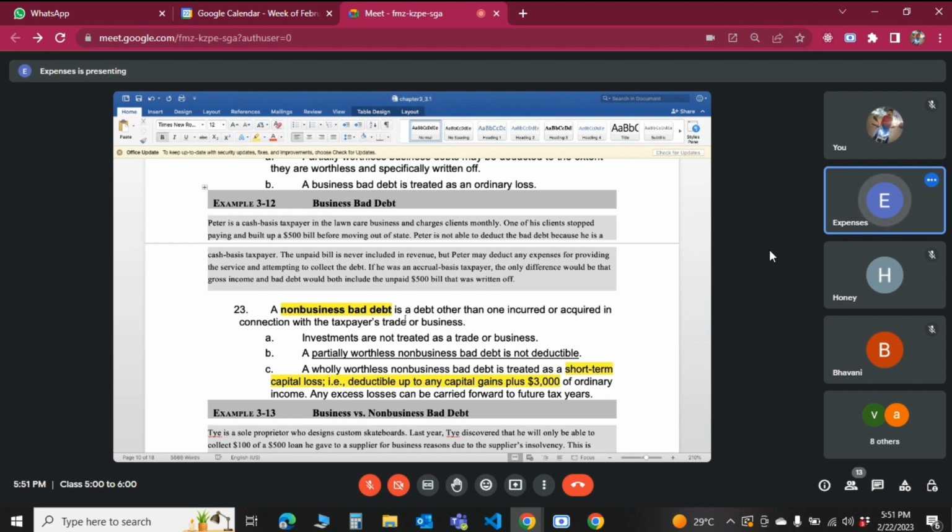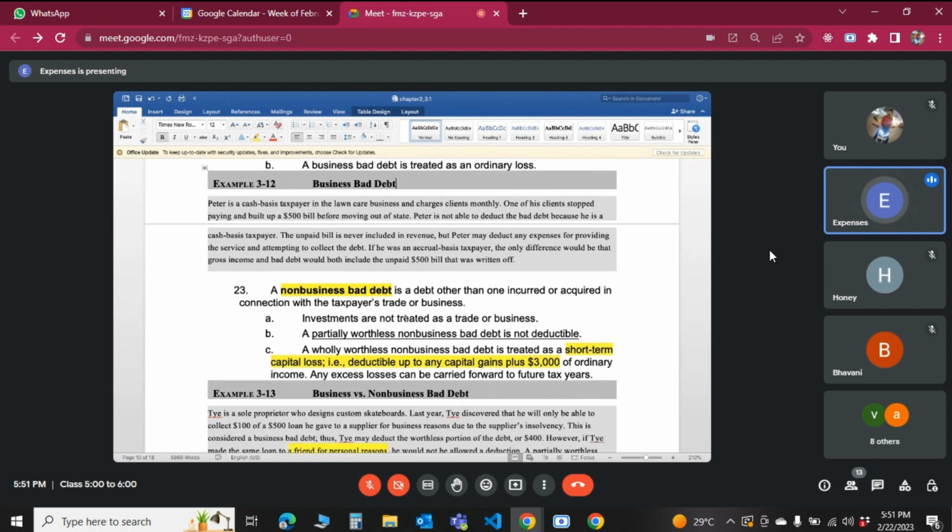So let's, one minute. Business bad debt. Can you read the example here? Somebody, can you read the example? Vandana, 3.12.